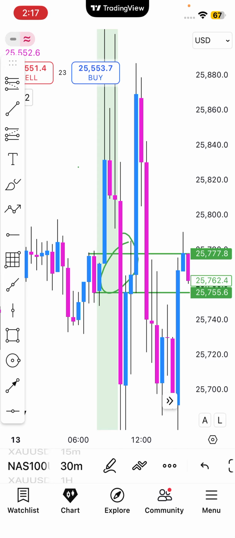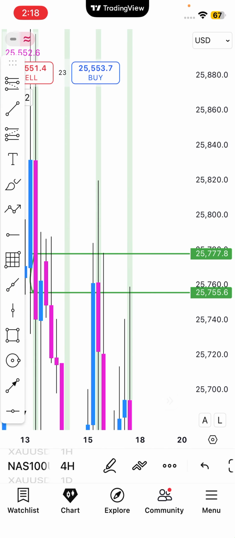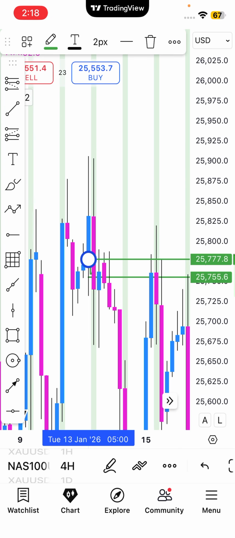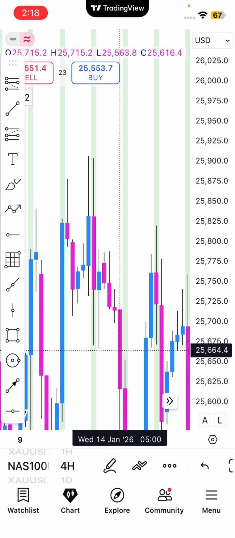But it would have been a great trade if it was in session. It was outside session, so that's why it didn't work out. So that's totally fine, because we don't trade outside of session. We got to stick to our rules. So that's basically it for Tuesday. Now let's check on Wednesday.